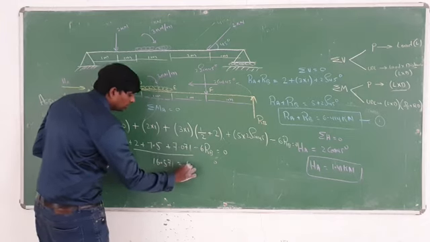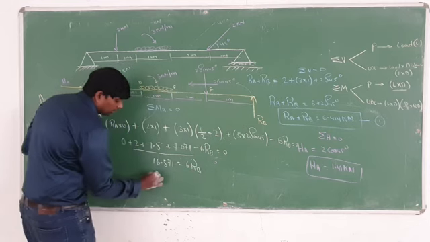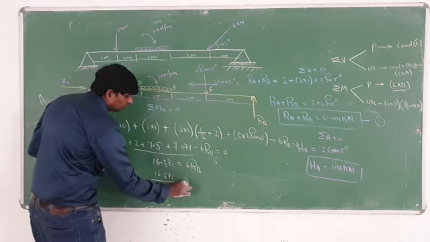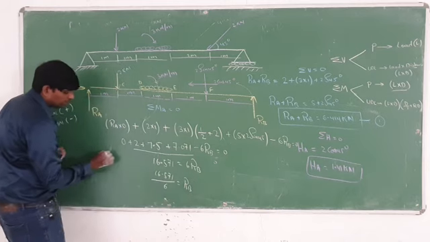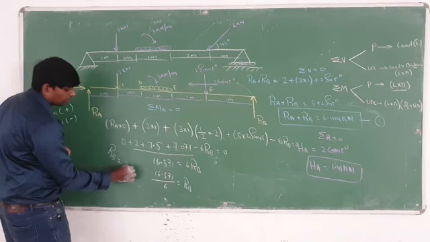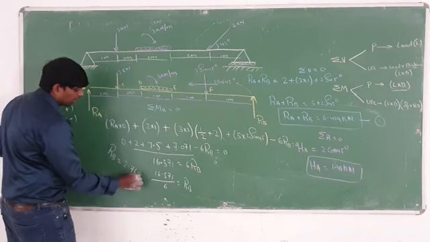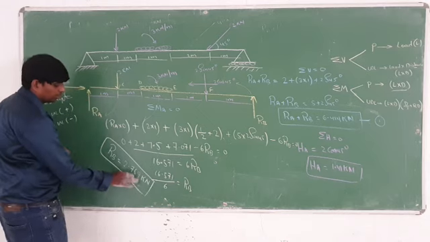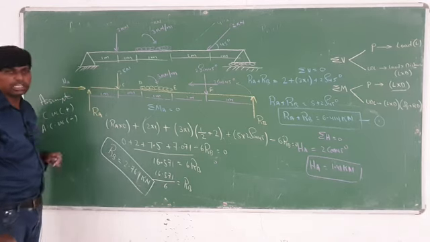16.571 is equal to 6 RB. 16.571 divided by 6 is equal to RB. From this you will get the value of RB: 2.761 kilonewton. Fine. This is the value of RB.